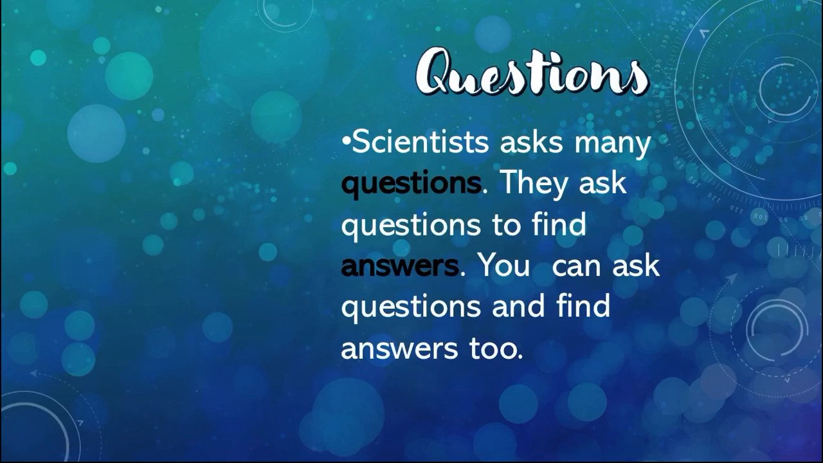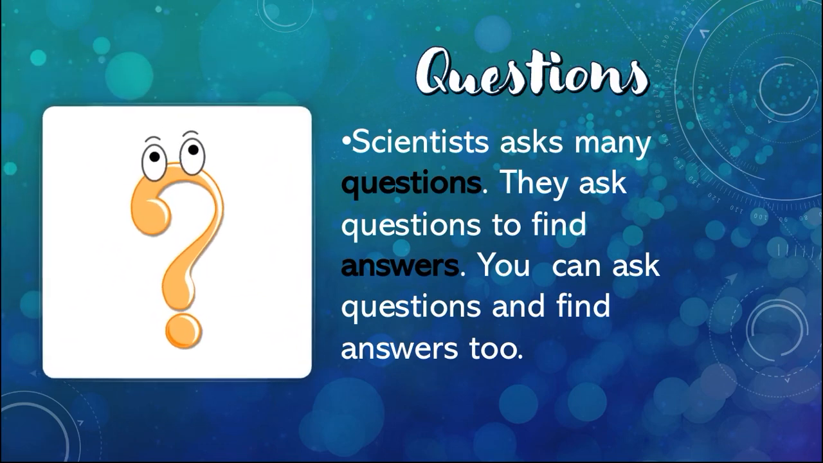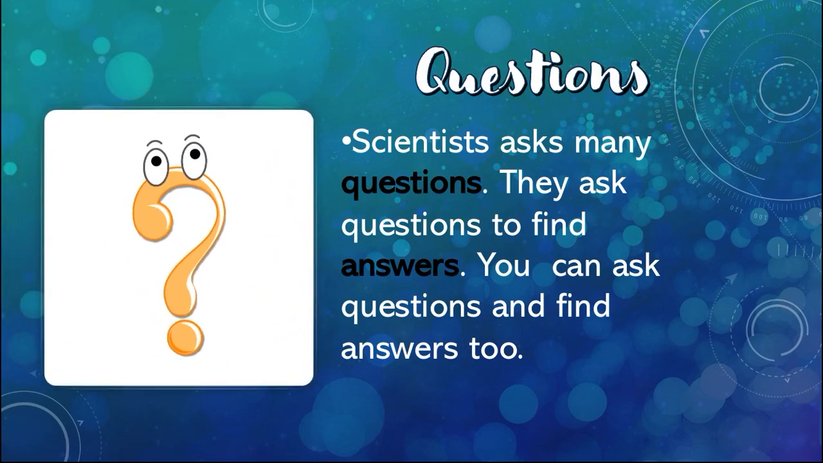Now, what is question? Scientists ask many questions. They ask questions to find answers. You can ask questions and find answers too. Whenever you're in the class and you don't understand something, you raise your hand and ask questions. And then you get an answer. So basically, the process of questioning starts when you see something, when you observe and there is a problem and you don't understand. Same goes for a scientist. When a scientist sees something and has a question in his mind, the question comes up and he tries to find out the answers.